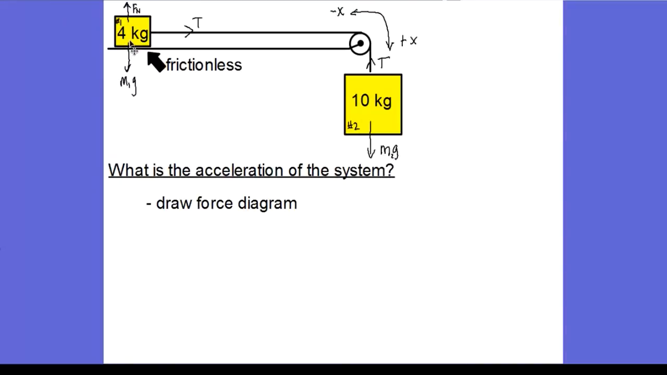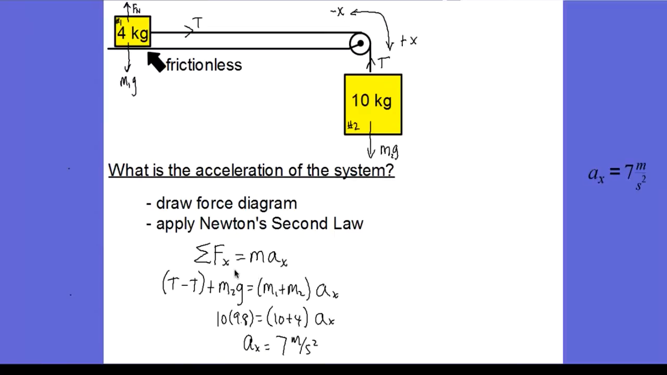So there we have it: the weight of the 4 kilogram block, the normal force on the 4 kilogram block, and the tension in the string, and the weight of the 10 kilogram block is going to accelerate the system. So let's apply Newton's second law to figure out the acceleration.